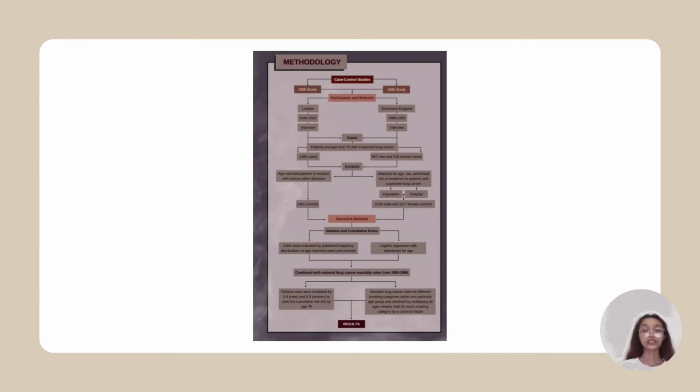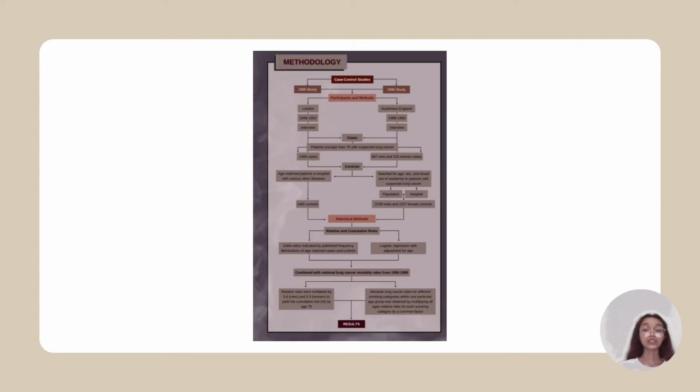The 1990 survey, on the other hand, was carried out in southwest England areas not included in the 1950 study from 1988 to 1993. It also conducted interviews to gather data, much like the 1950 study. Let's talk about the cases and controls that were employed in both studies. Patients suspected of having lung cancer who are under 75 make up the cases in both studies. In contrast to the 1990 study's 667 men and 315 women cases, the 1950 study contained 1,465 cases.